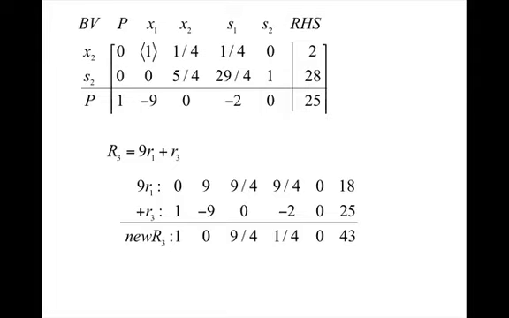So 0 plus 1 is 1. That 1 should not change. 9 plus a -9 is the 0 that I wanted. 9/4 plus 0 is 9/4. 9/4 minus 2 is 1/4. 0 plus 0 is 0. And 18 plus 25 is 43. So this becomes my new row 3.